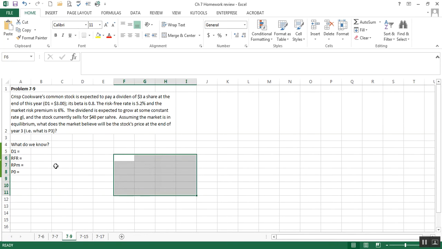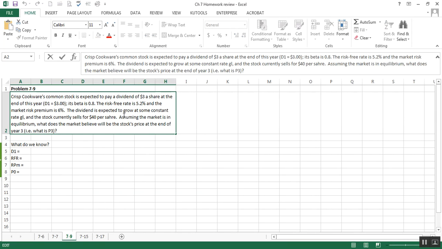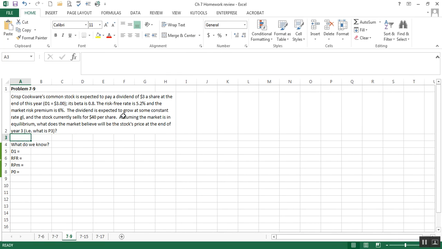Let's look at problem 7.9. Crisp Cookware's common stock is expected to pay a dividend of $3 per share at the end of the year. So therefore D1 equals $3. Its beta is 0.8. The risk-free rate is 5.2% and the market risk premium is 6%. The dividend is expected to grow at some constant rate of GL and the stock currently sells for $40 per share. Assuming that the market is in equilibrium, what does the market believe will be the stock's price at the end of year 3?